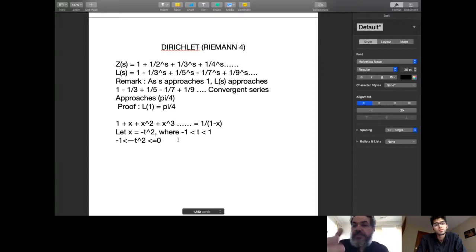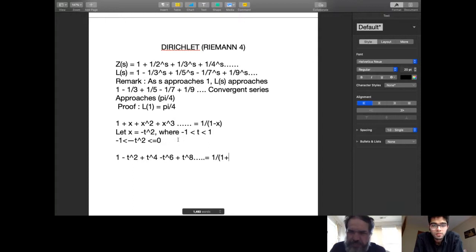What do we get? Let's replace x by minus t squared in that equality, and I get 1 minus t squared, but then the next one is plus t to the 4, and then minus t to the 6, plus t to the 8, and so on. Exponents are even numbers. And this is equal to 1 over, and let's see what happens in the denominator, it's 1 plus t squared, because x was minus t squared. And this holds for all t with -1 less than t less than 1.